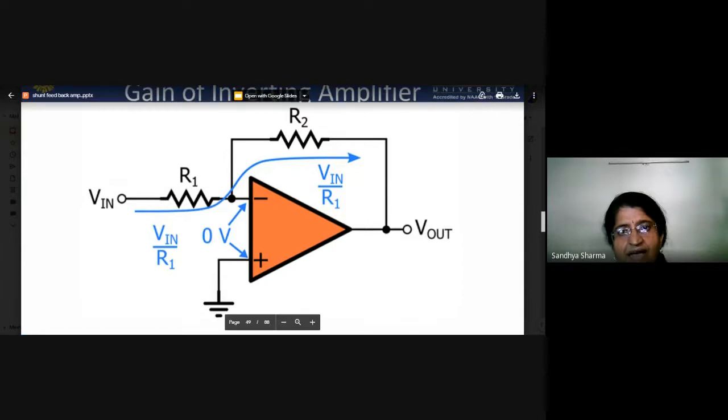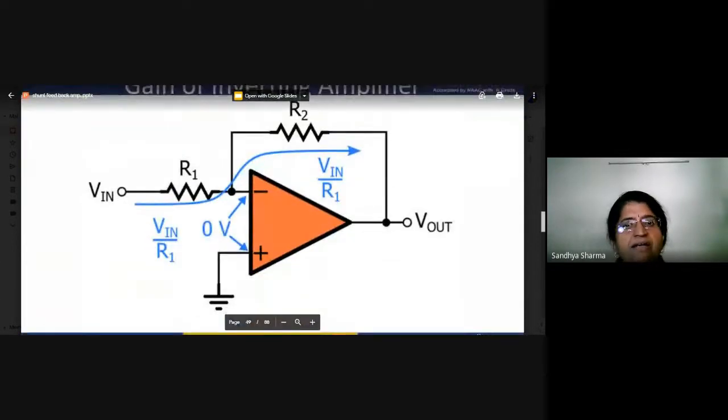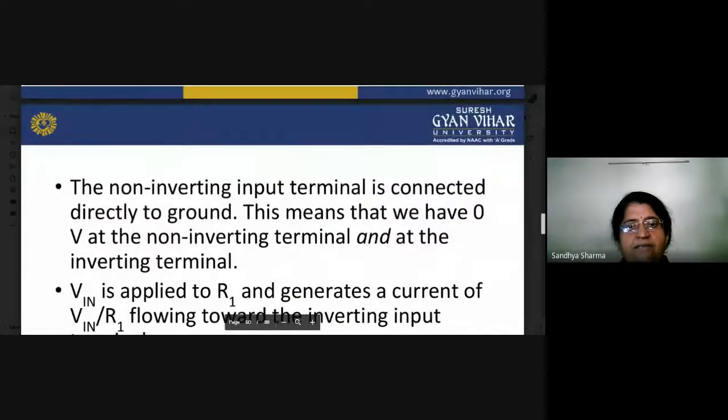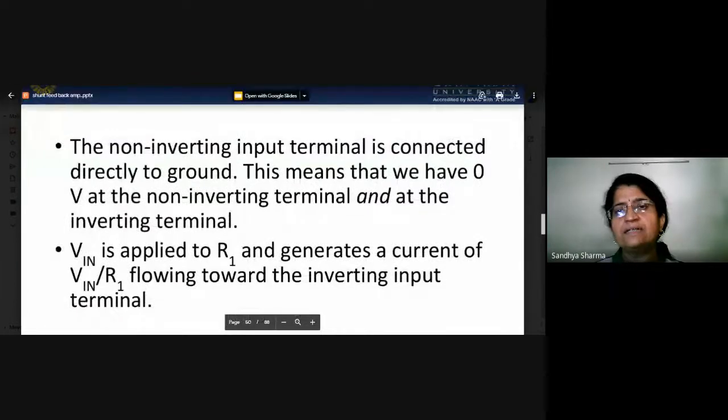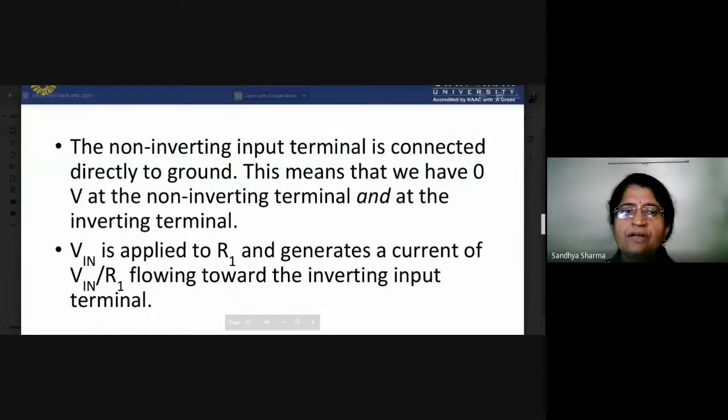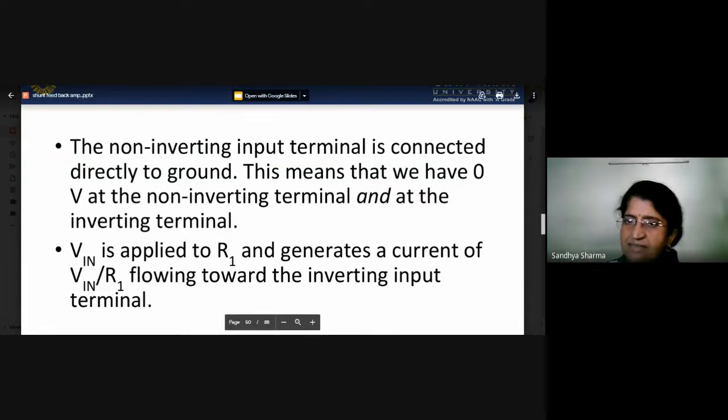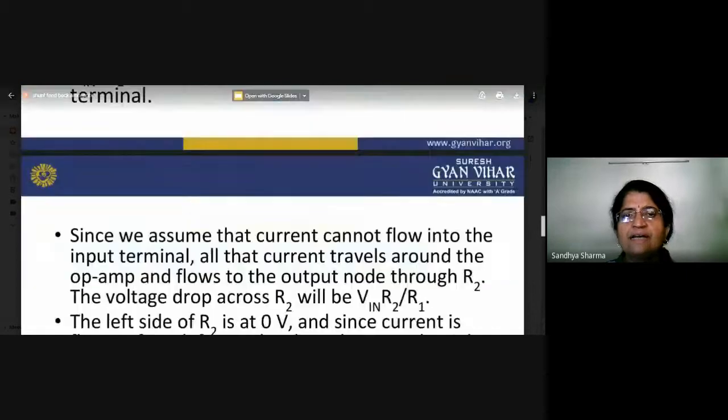So this is the gain of our inverting amplifier. This is the basic parameter through which we can calculate the gain. The non-inverting input terminal is connected to the ground, so the other terminal should also be assumed as 0 volts. That is the same thing we told you in our diagram.